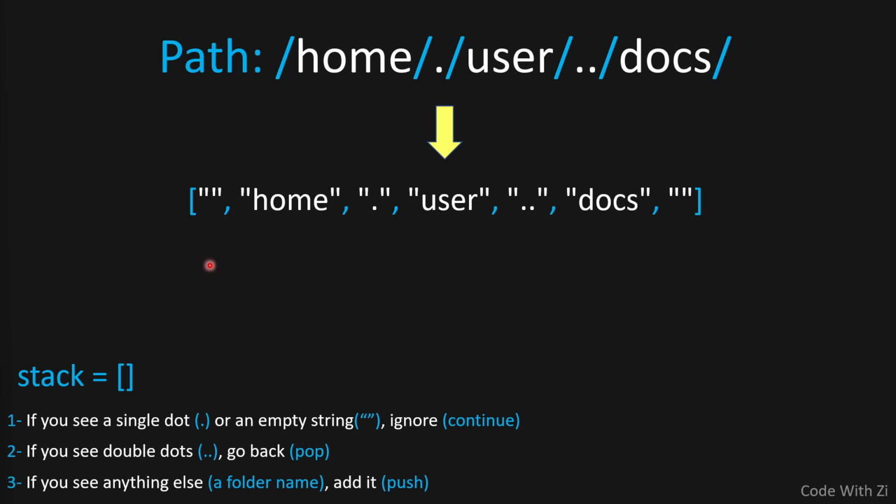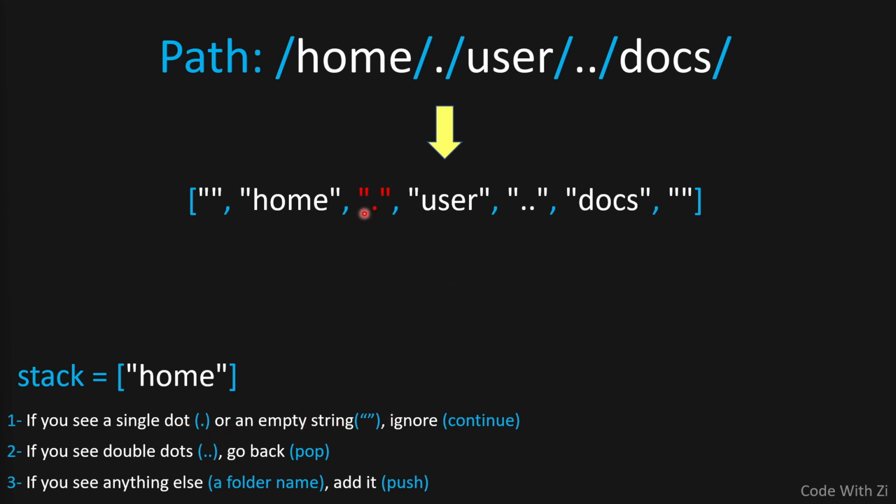In the next round, we're going to be looping through this, because we're basically looping through this array that we have here. This time, we're going to ask: am I seeing a single dot or an empty string? Not really. Am I seeing double dots? Not really. This is home. So anything else, add it to our stack. So let's do that. Home is added to our stack. Now, let's move on to the next round. We're going to get to this. We're going to say, if you see a single dot or an empty string, ignore.